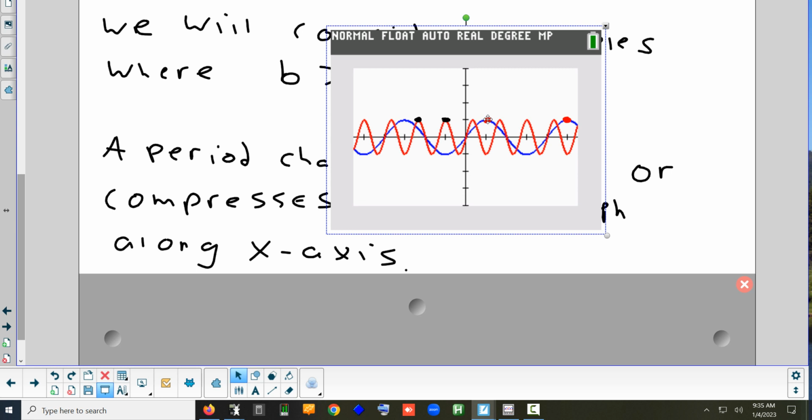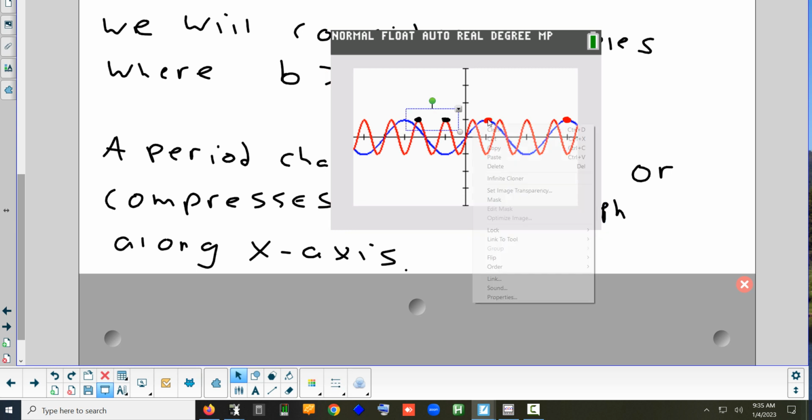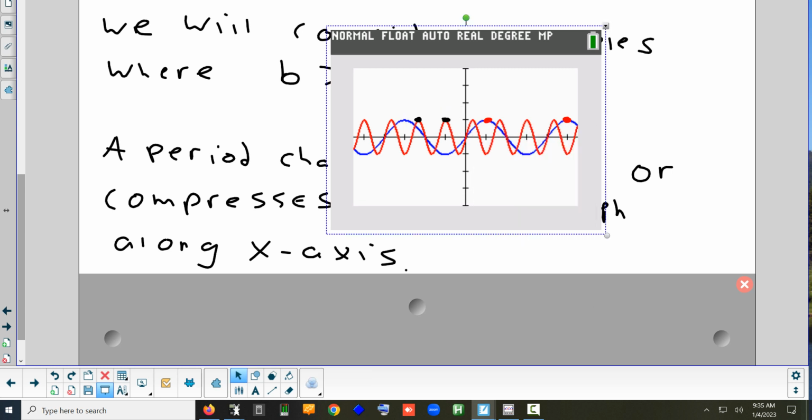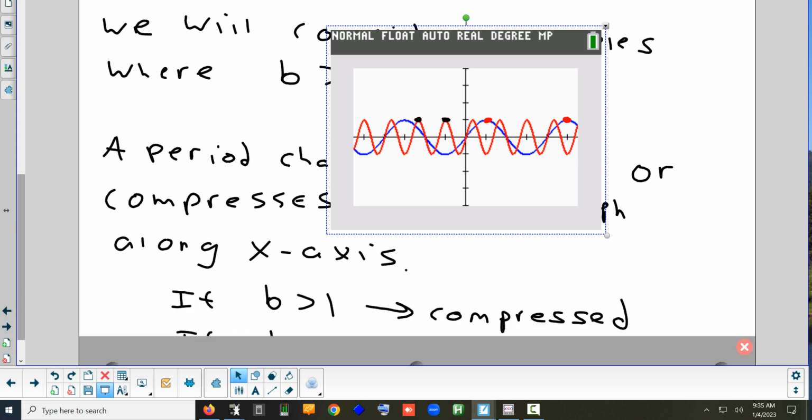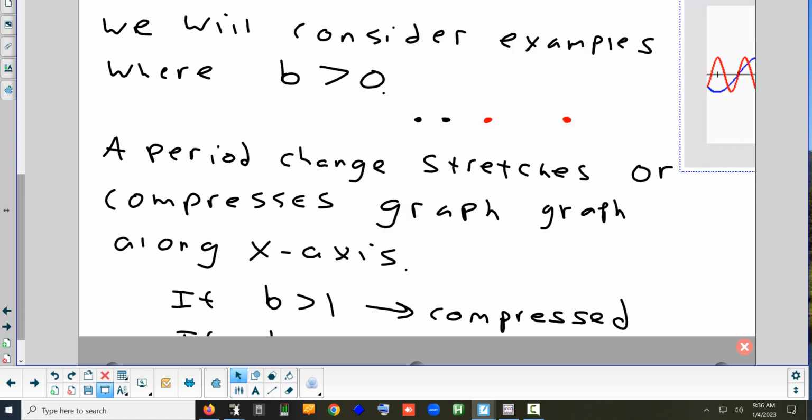And you can measure the cycle length from anywhere, you just have to be consistent. If you measure it from the peak of one, measure it to the peak of the other. The bottom of one to the bottom of the other. It's the same. Okay, but it compressed it. So the bigger that you make b, the more compression you get.